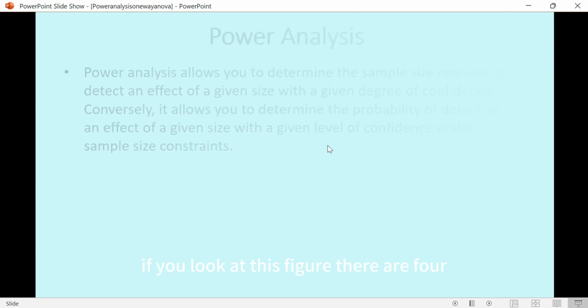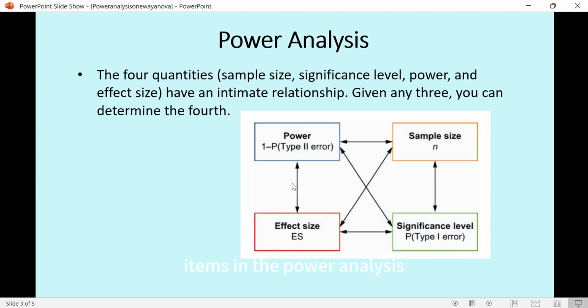If you look at this figure, there are 4 items in the power analysis. The first one is sample size. For balanced analysis, for example, t-test or ANOVA, this means the sample size for each group. And this is effect size. This item is discipline specific. For example, t-tests and ANOVA have different functions, calculations for the effect size.